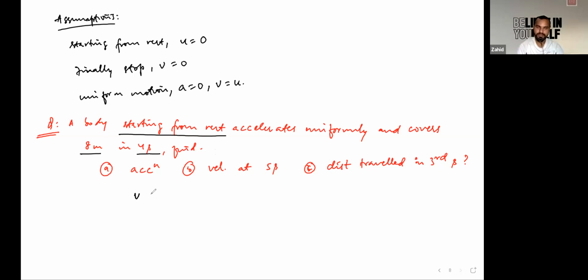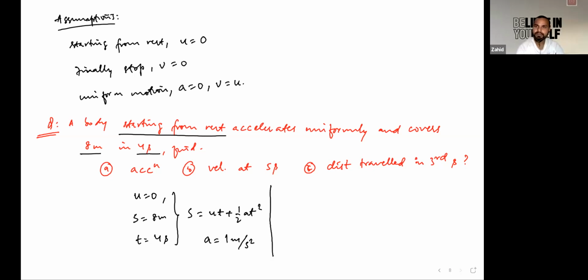Suppose in this part you have initial velocity 0, the final velocity is 8 meter per second, and time is 4 seconds. So using this part, just use the second equation of motion, half at square, and on putting the values you will get a equals 1 meter per second square. Now again, for the second part, we have t is 5 seconds. So apply the equation of motion, use t equals 5 seconds.